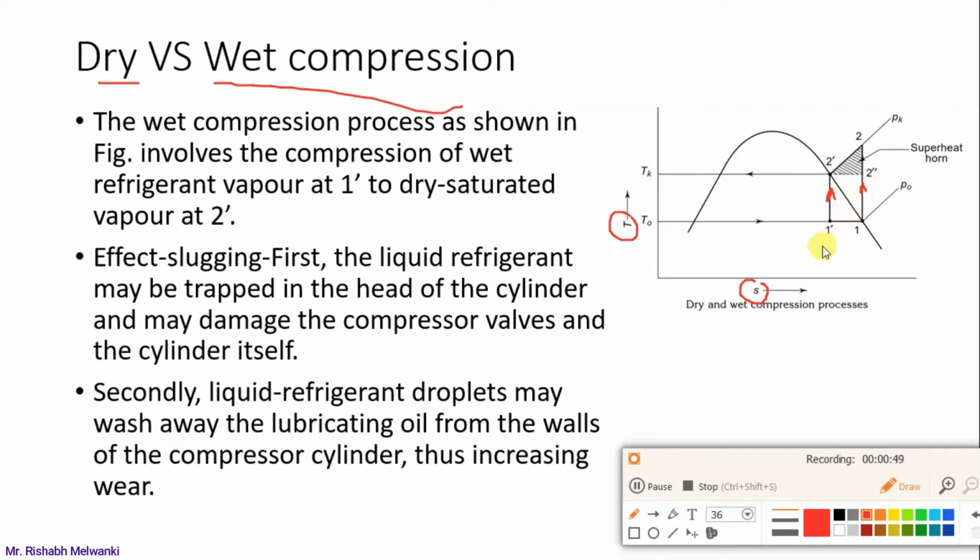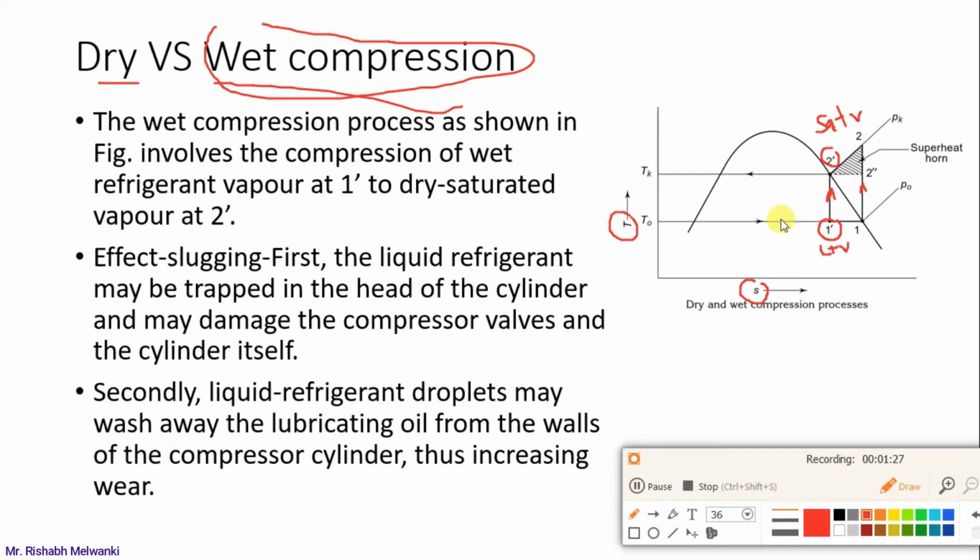So if you consider process 1 dash to 2 dash, you observe 1 dash is inside the vapor dome. What is the meaning of this? At point 1 dash the refrigerant is in liquid plus vapor state, whereas at point 2 dash it is saturated vapor. So this type of compression is called wet compression.